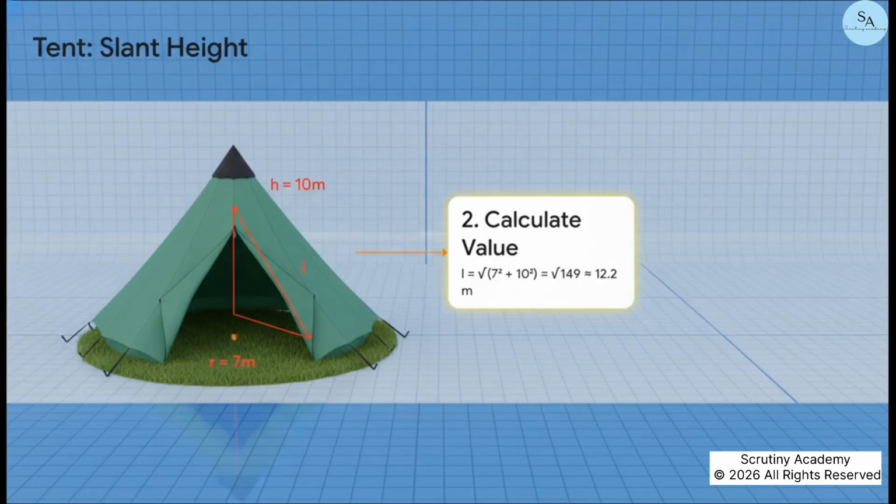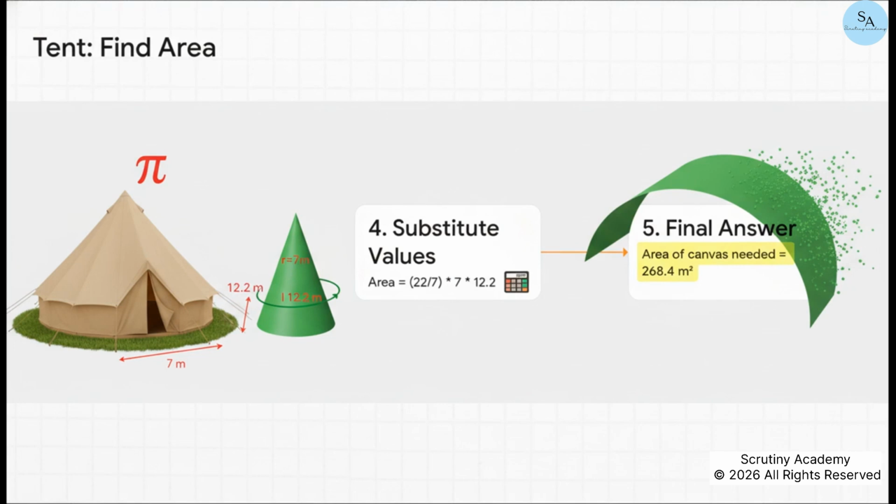Now, to find the area of the canvas, the formula for a cone needs something called the slant height. That's the length of the diagonal side, what we call L. We weren't given that directly, but no worries, we can find it. If you look closely, the radius, the vertical height, and the slant height form a perfect right-angled triangle. So we just use the good old Pythagorean theorem to find L, which works out to about 12.2 meters. And now that we have all the pieces, we're golden.